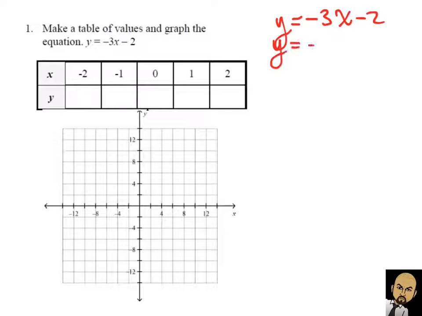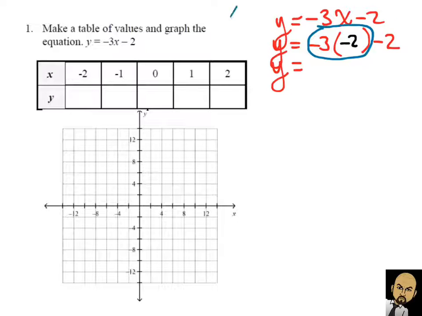We're going to substitute the first value of x, which ends up being negative 2. So instead of negative 3 times x minus 2, it's going to be negative 3 times negative 2 minus 2. I like to circle what we're working on. A negative times a negative is a positive, but some of you may forget, so if you need to draw the multiplication triangle, you can. And you can see that a negative, again, times a negative is a positive, and we end up with y equals positive 6 minus 2.